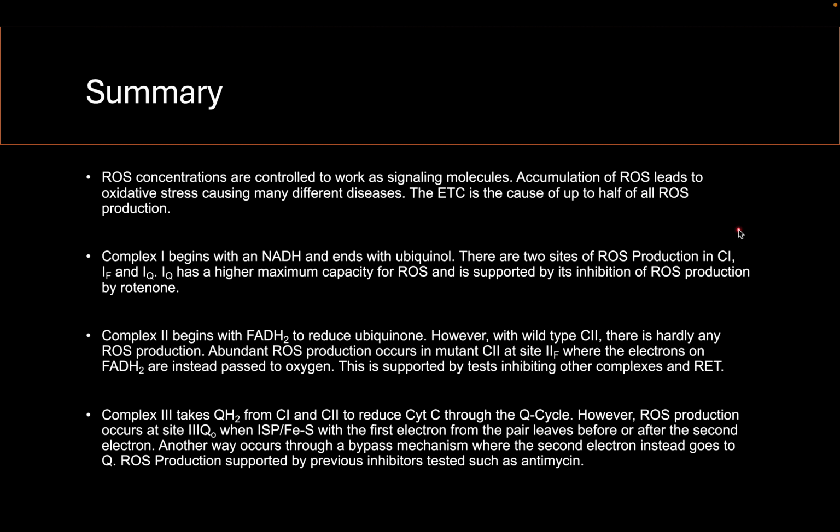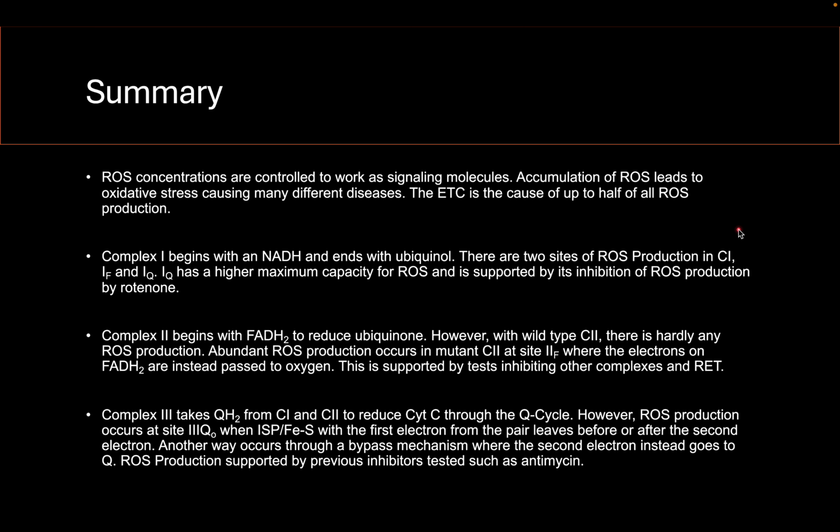Complex 2 instead begins with an FADH to reduce ubiquinone, but with wild-type complex 2, there's hardly any ROS production. You will mainly see ROS production in mutant complex 2 at site 2F, where the electrons of FADH2 are instead passed to free oxygen and at a specific concentration of succinate. This is supported by changing the concentration of succinate as well as testing inhibitors for other complexes and other dehydrogenases.